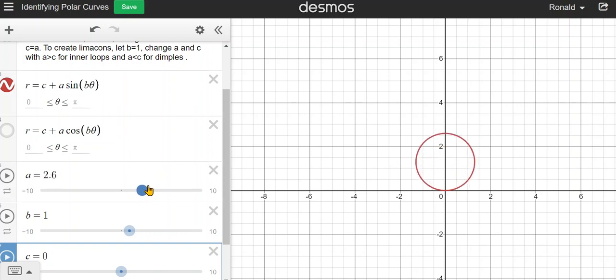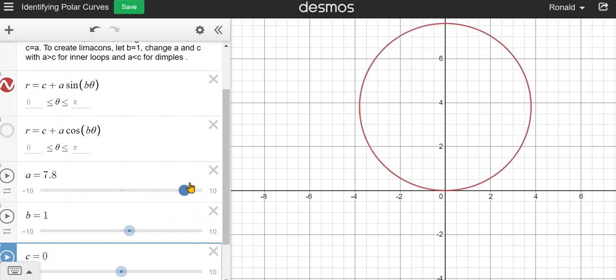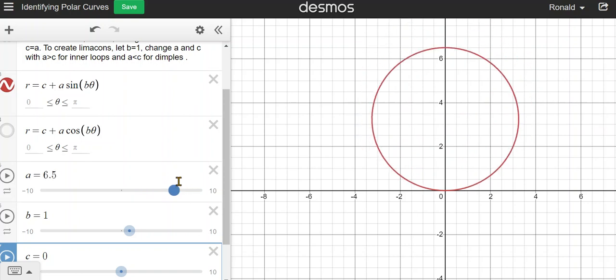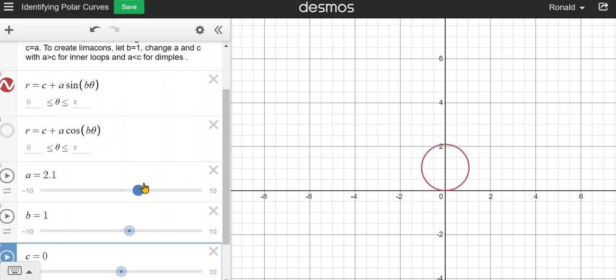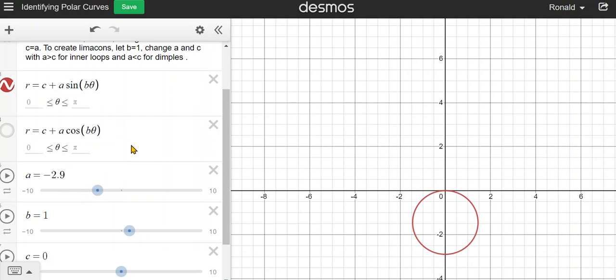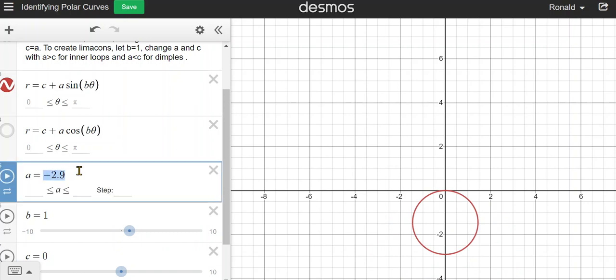Well, let's see what happens as we let a get bigger. As a gets larger and larger by moving the slider, you can see that the radius of the circle is getting larger and larger and larger. As we go into negative a values, the radius gets smaller and smaller, and when it becomes negative, it reflects over the x-axis and then becomes larger and larger and larger, but below the x-axis.